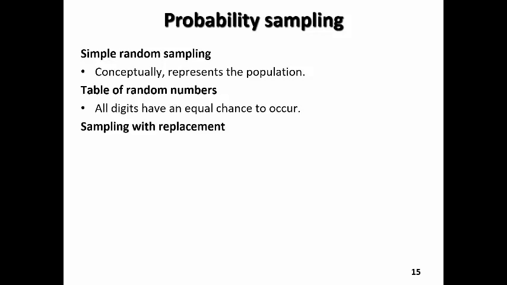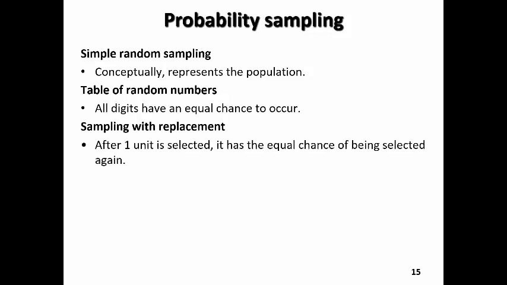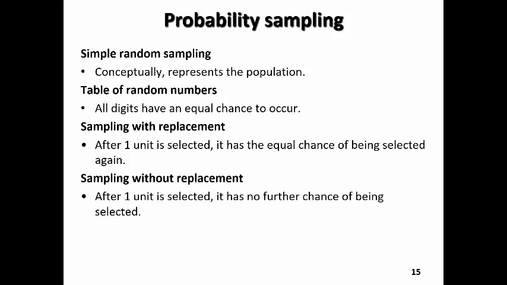There are two concepts related to simple random sampling. The first is called sampling with replacement. Sampling with replacement means that after one unit or one case is selected from the population, it's put back into the population and has an equal chance of being selected again. In contrast, sampling without replacement occurs when, after one unit is selected, that unit is not added back and has no further chance of being selected.